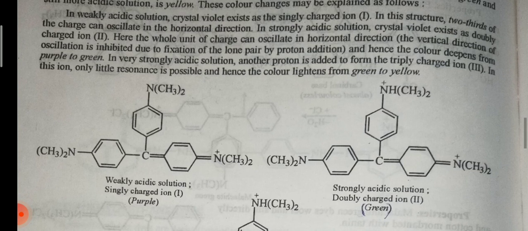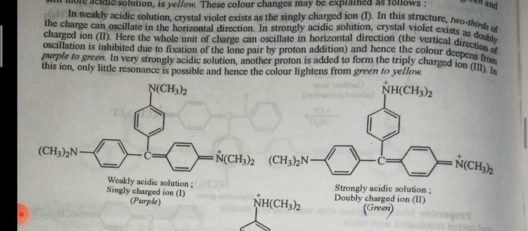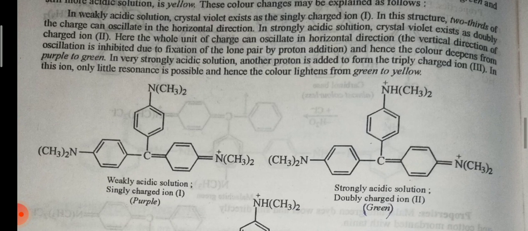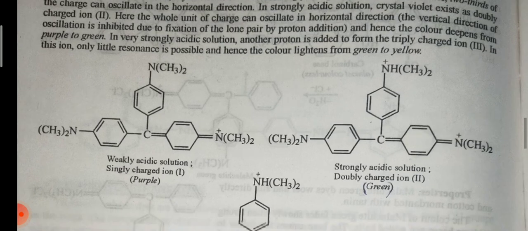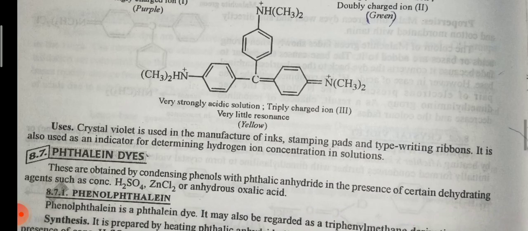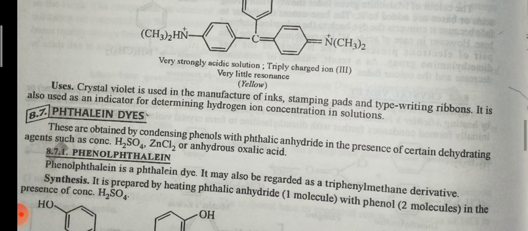In very strongly acidic solution, another proton is added to form the triply charged ion 3. In this ion, only little resonance is possible and hence the color lightens from green to yellow. Uses. Crystal violet is used in the manufacture of inks, stamping pads and typewriting ribbons. It is also used as an indicator for determining hydrogen ion concentration in solution.